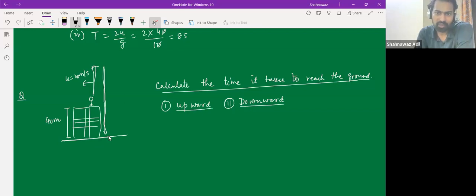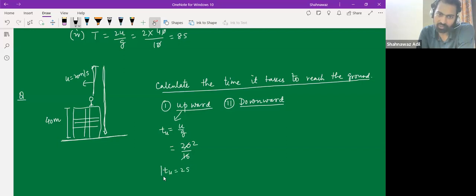Okay, so for the upward case, we know what the time would be, right? This would be u by g. Is that clear, guys? Yes, sir. So 20 by 10, this is 2 seconds. So t upward is 2 seconds.